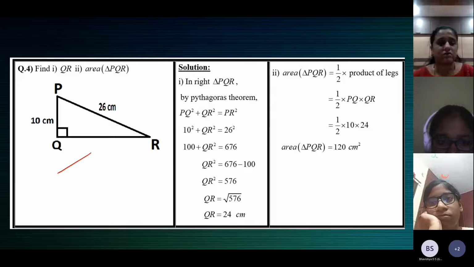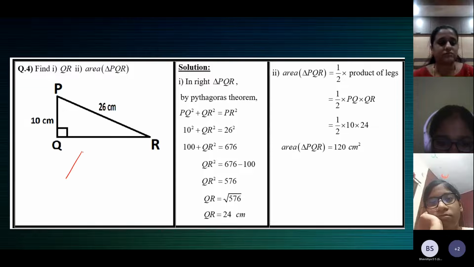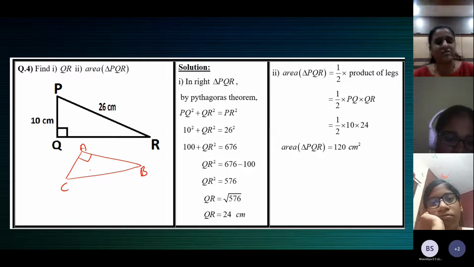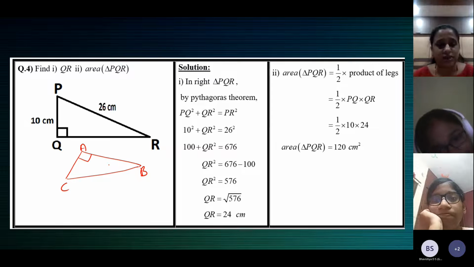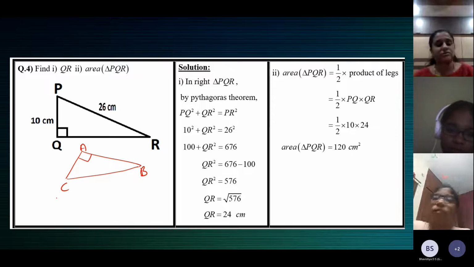Now children, tell me, you can see here this triangle ABC is a right triangle, right angled at A. Now write the result using Pythagoras theorem. What will be the result using Pythagoras theorem?